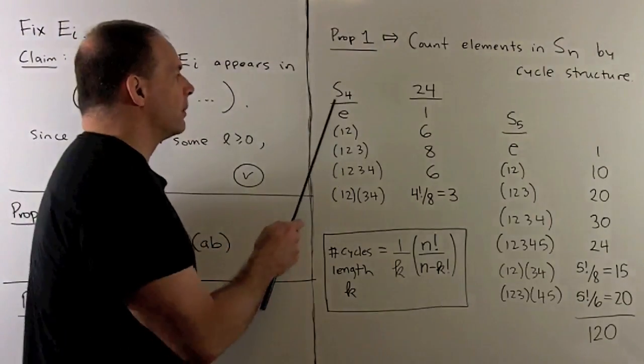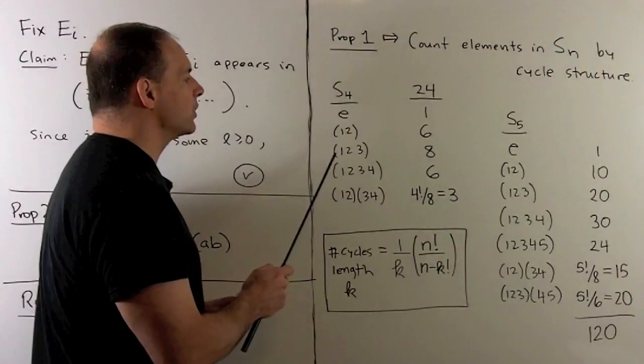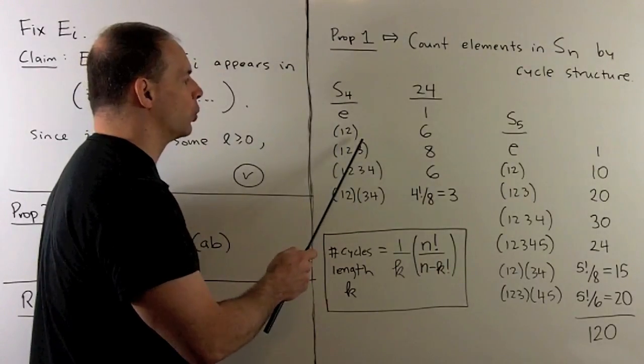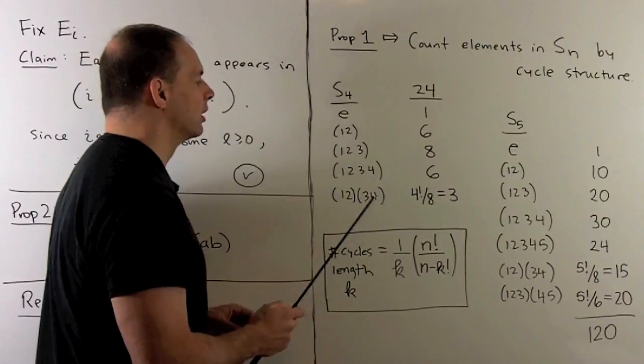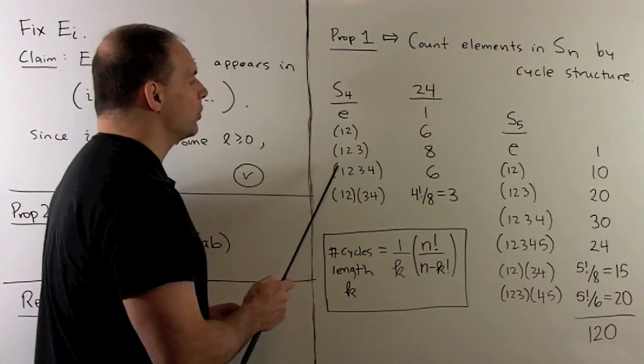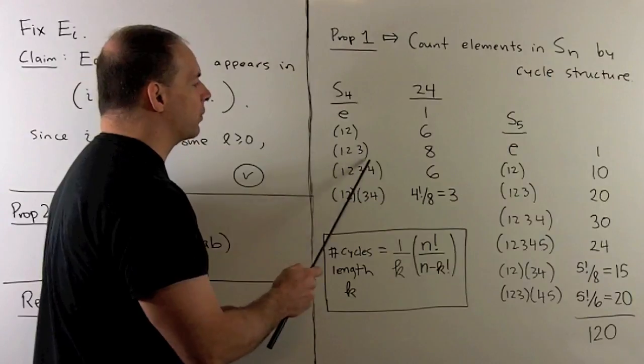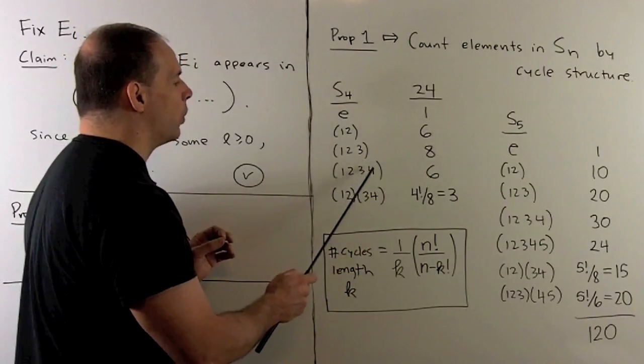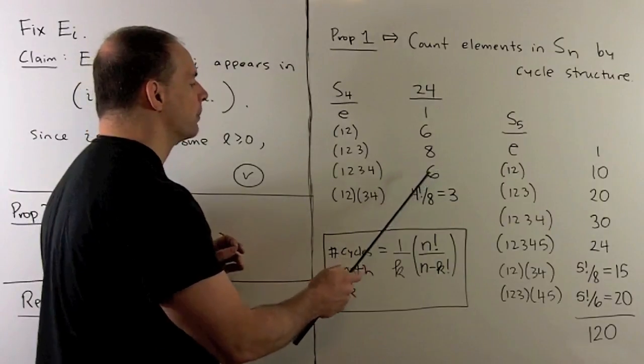So for instance, if I'm in S4, the number of 2 cycles, I have 4 choices times 3 choices. Divide by 2 because we can switch. So I get 6. For 3 cycles, we have 4, 3, 2. Divide by 3, I get 8. For 4 cycles, we have 4, 3, 2, 1. Divide by 4, I get 6.